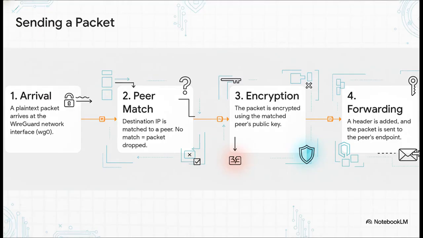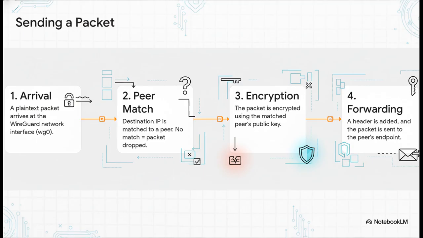Okay, so picture this. A regular unencrypted data packet shows up at the virtual WireGuard network interface. The first thing WireGuard does is look at where that packet is trying to go, its destination IP, and asks a simple question. Do I have a peer configured for this address? If the answer is no, that packet is just dropped, gone. But if it finds a match, it grabs that peer's public key, encrypts the data, slaps on a tiny WireGuard header, and fires it off over UDP. And using UDP is a big deal.